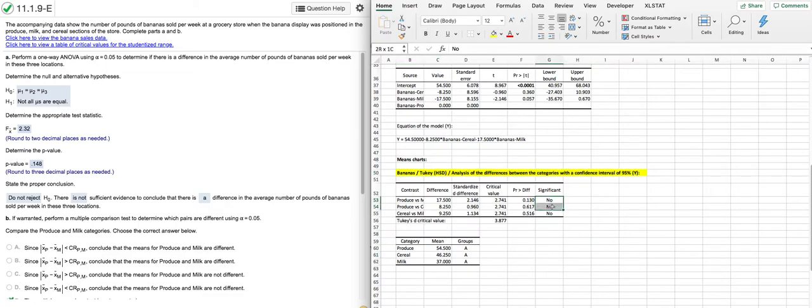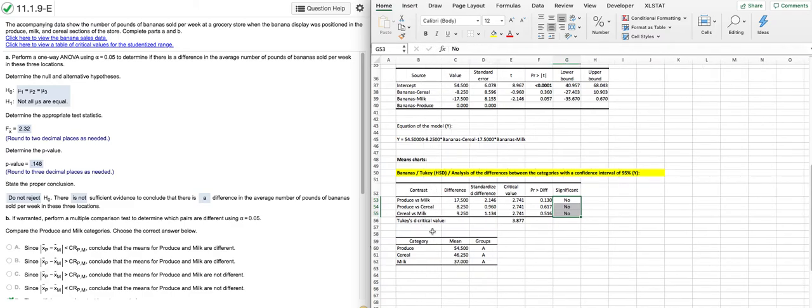But you can see quickly the significance comes back as no on all three, meaning that there is no difference. We are not able to reject the null, which would state in this case that the average number of pounds would be the same in each section: the same in produce versus milk, produce versus cereal, and cereal versus milk. Again, we didn't really need to run it in the first place, but it's another way to look at it, another confirmation of our initial results.